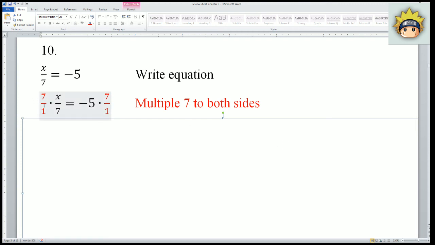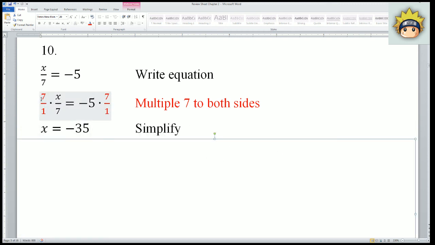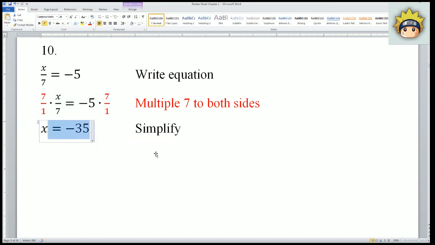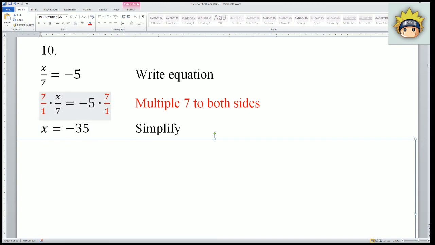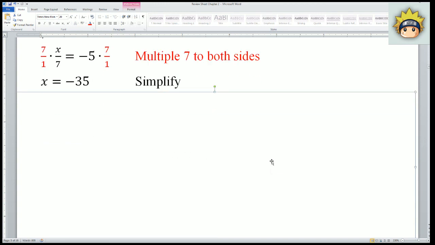Once I multiply 7 to both sides, I got x, which is left on my left-hand side, and on my right-hand side, I got negative 35. Negative 5 times 7 is negative 35, okay? It's straightforward, right? We use the inverse to get the letter alone.